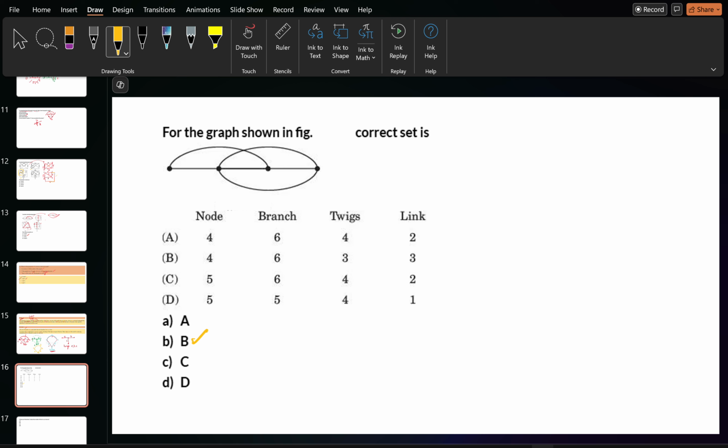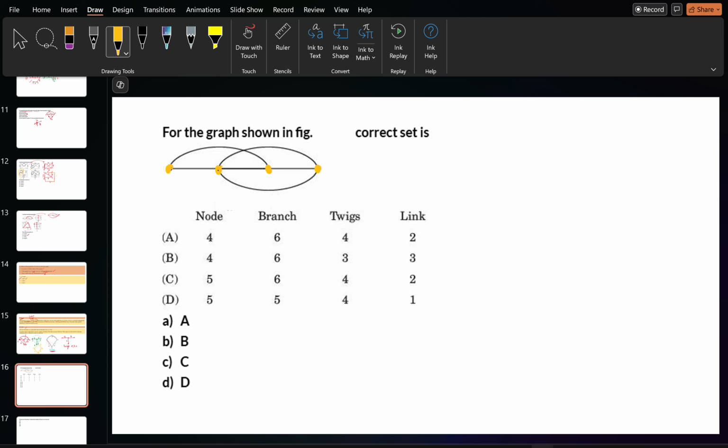Okay, let me give the solution for this. I have got the B option as the most priority answer. Let me solve this. Okay, if you see in this graph, there are four nodes. One node, second node, third node, and fourth node.